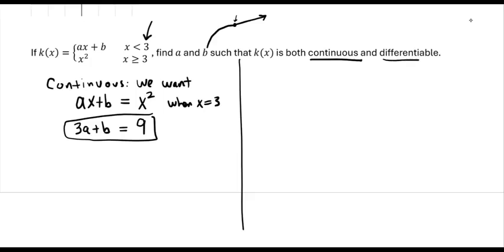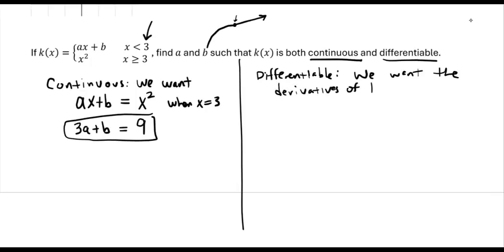Let's move on. Let's talk about the differentiable piece. For the differentiable piece, let's write what we want here. I didn't write it down in the previous example, but now let's write it down. We want the left and the right to be equal, but we want the derivatives of left and right to match. So let's just show that.